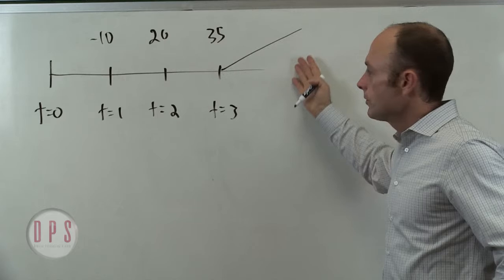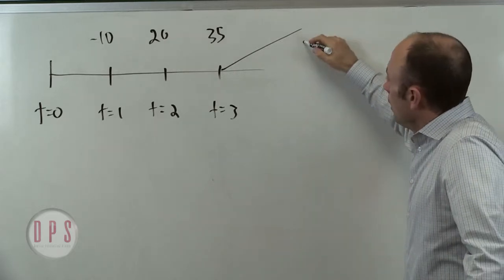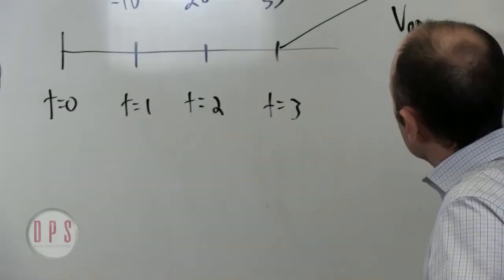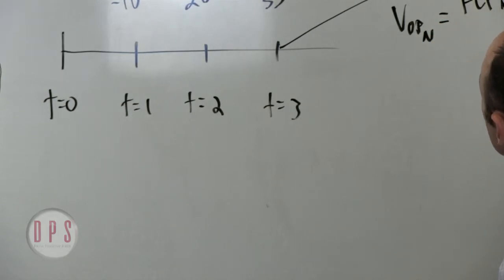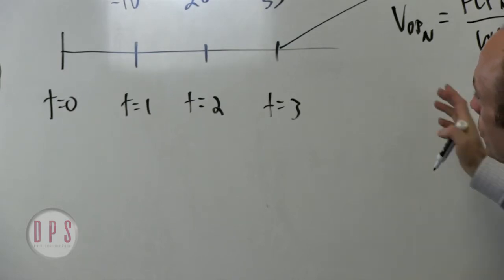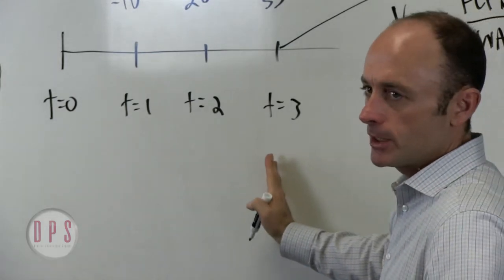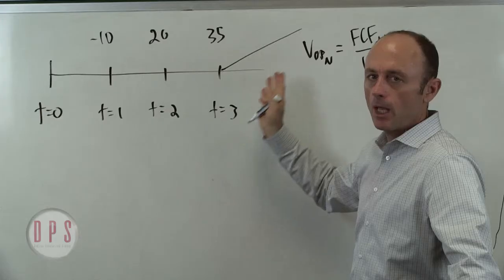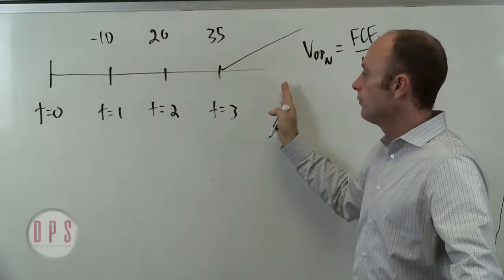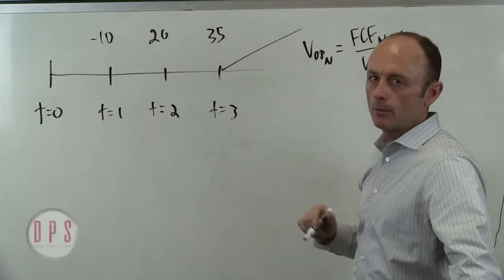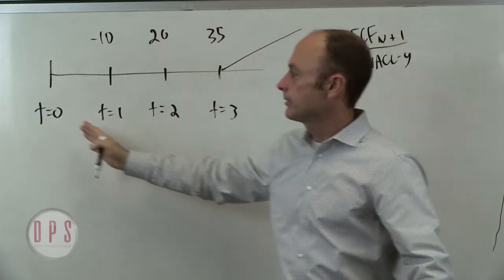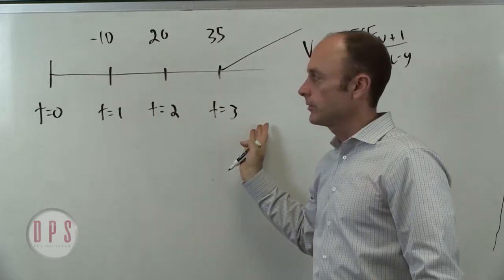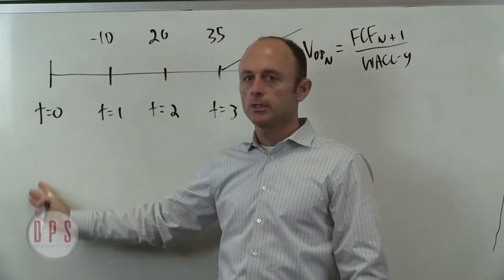So we're going to be able to use that generic formula where V sub operations at period n is equal to free cash flow period n plus 1 divided by the WACC minus G. So we'll look at the value of operations at t equals 3. We'll set it equal to the free cash flow at time t equals 4 divided by the WACC minus G. And then just like the dividend growth model, we'll take the present value of all those future free cash flows to get a total value of operations at t equals 0.